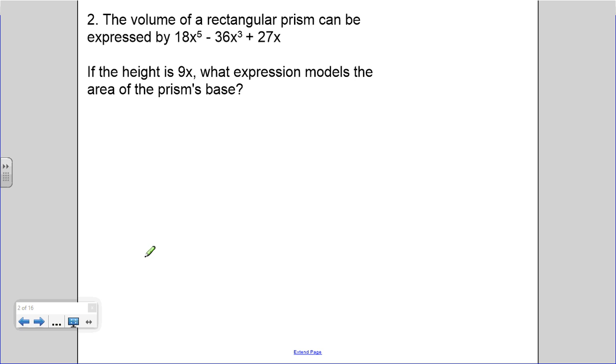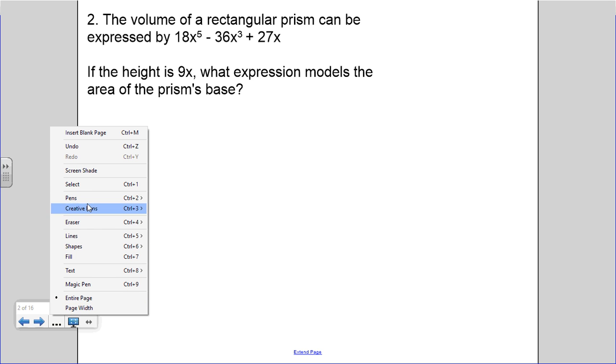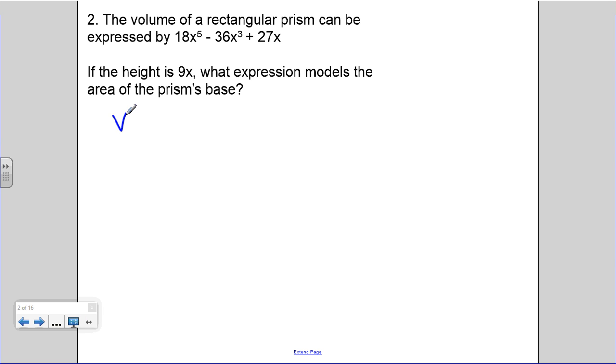2. The volume of a rectangular prism can be expressed by 18x to the 5th minus 36x cubed plus 27x. If the height is 9x, what expression models the area of the prism's base? So the formula for volume of a prism is equal to B times H, where big B is the area of the base and H is height.